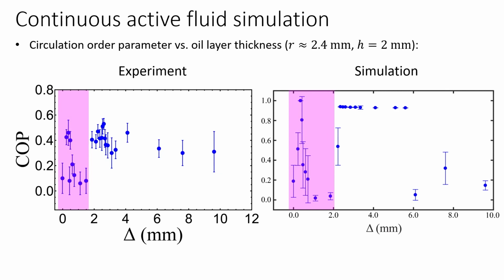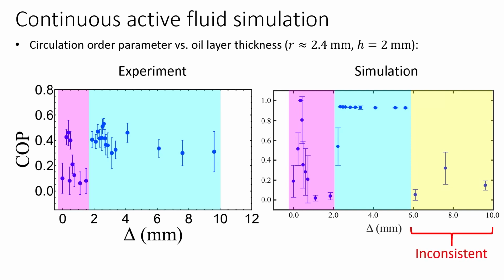Comparing with the experimental results, our simulation captured a similar oil layer dependence for small oil layer thickness, where the layer thickness drastically affects the active fluid flows. It also captured an insensitivity regime for large oil layer thickness. These consistencies show that our model adapted from Cheng-Kung's work was competent in describing a 3D active droplet system.